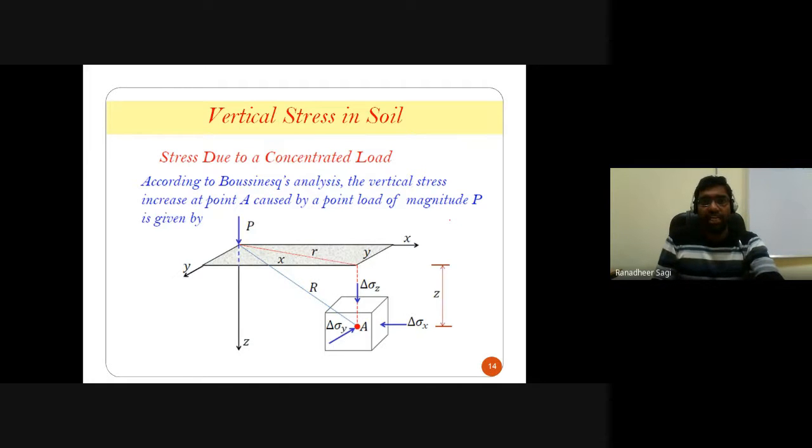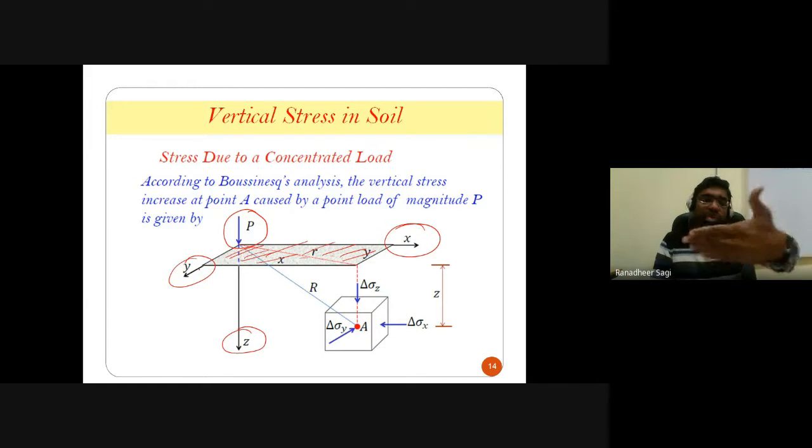Let's quickly understand this. This is the point load we are talking about, and this is the ground surface, which you define as your plane. This direction is referred to as the x-axis, the vertical direction is the z-axis, and the direction perpendicular to the screen is the y-axis. The case we are looking at is a concentrated load acting in the vertical direction, that is, the z-axis direction.